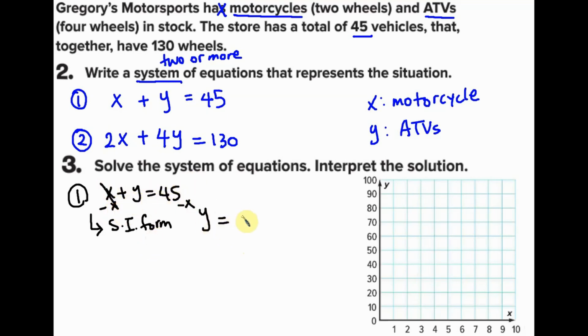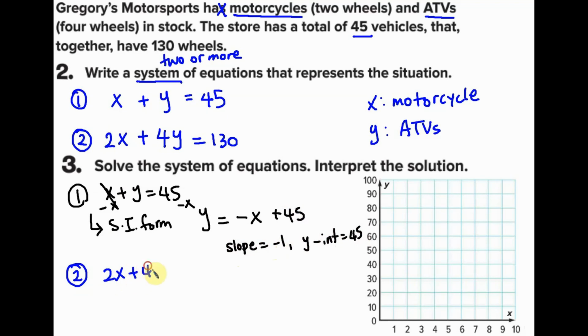Y is equal to 45 minus x, where I'm going to write negative x first, so that way it will follow y equals mx plus b form, plus 45. Now this is going to be your slope-intercept form, where the slope is equal to -1, your y-intercept is equal to 45.